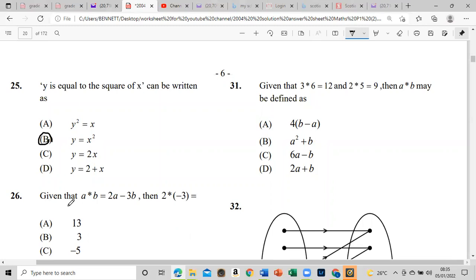If a * b is equal to 2a minus 3b, then 2 * negative 3 is equal to, as a neighborhood, so a is 2 and b is negative 3. Now substitute, so it's 2 times 2 minus 3 times minus 3. All right, so that's 4. Negative times negative, that's positive. 3 times 3 is 9, so that's 13. Our answer for that one, 13.